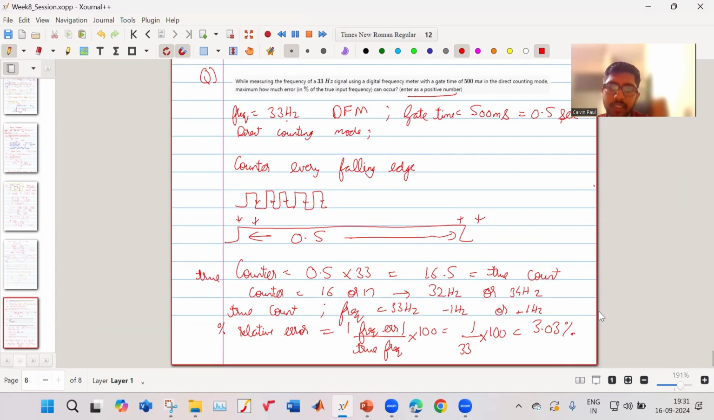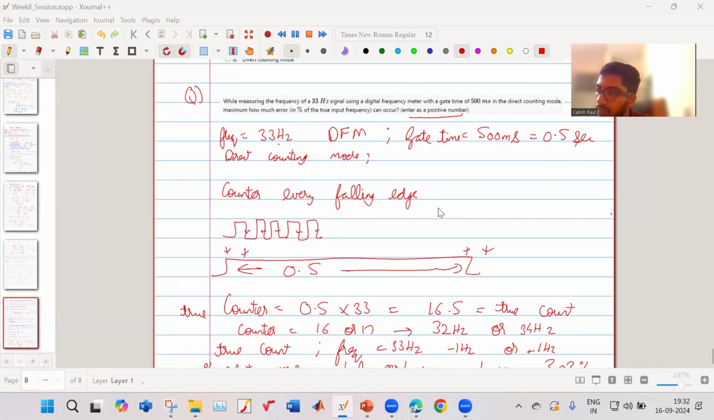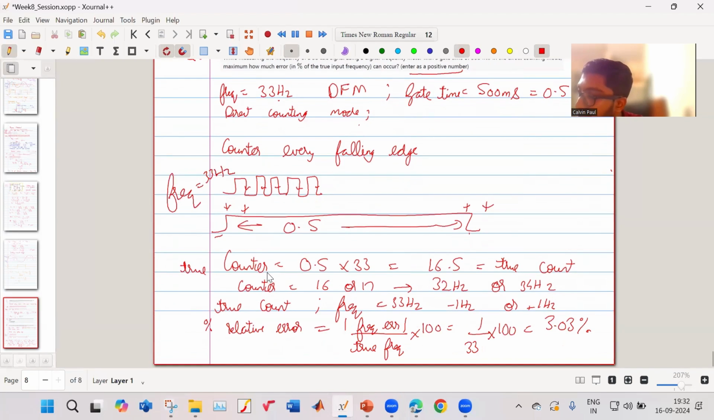Do you have any queries in this? Okay. So there's direct counting mode, which means we have some gate time of 0.5 seconds, and the input frequency is 33 hertz. So the true count should be 0.5 seconds into 33 hertz, which is 16.5. That should be my true count.